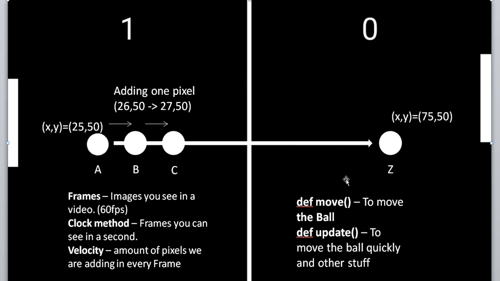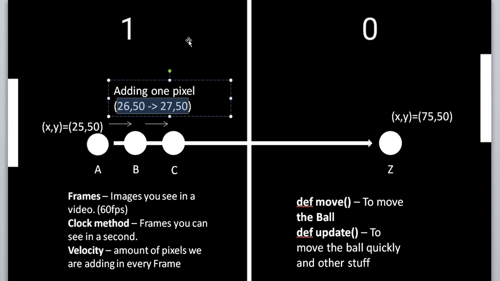But we can't directly add 25 to the X coordinate of our position A. Otherwise, it will just look like the ball has teleported from A to Z. That is why we have to keep adding 1 pixel at a time, or it can be even like 2 pixel or half a pixel. Just make sure that the amount of pixels that we are adding are constant and are small, like 1 pixels or 1.5 pixels, something like that.